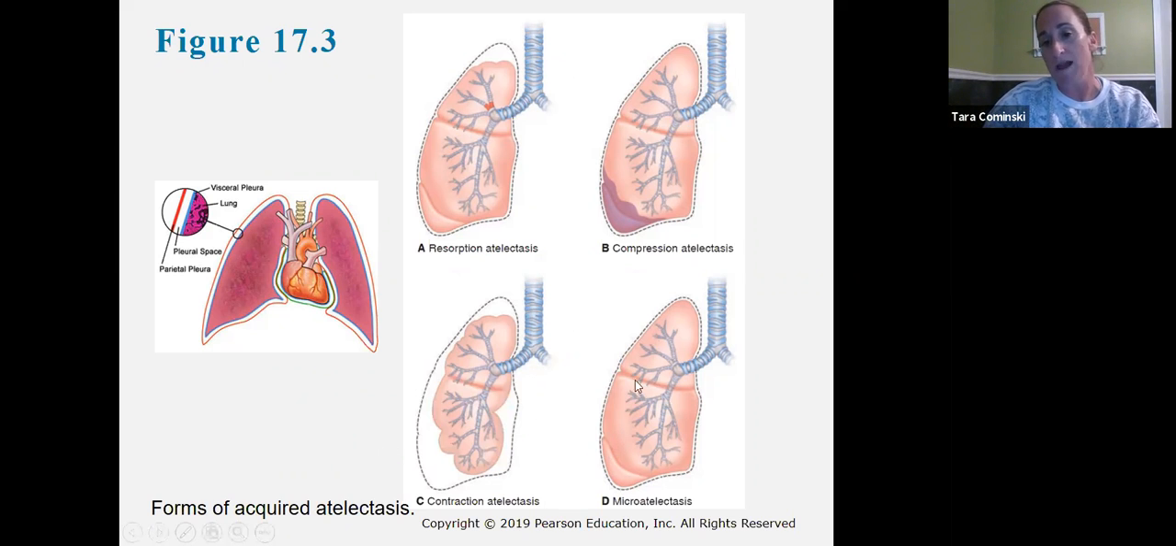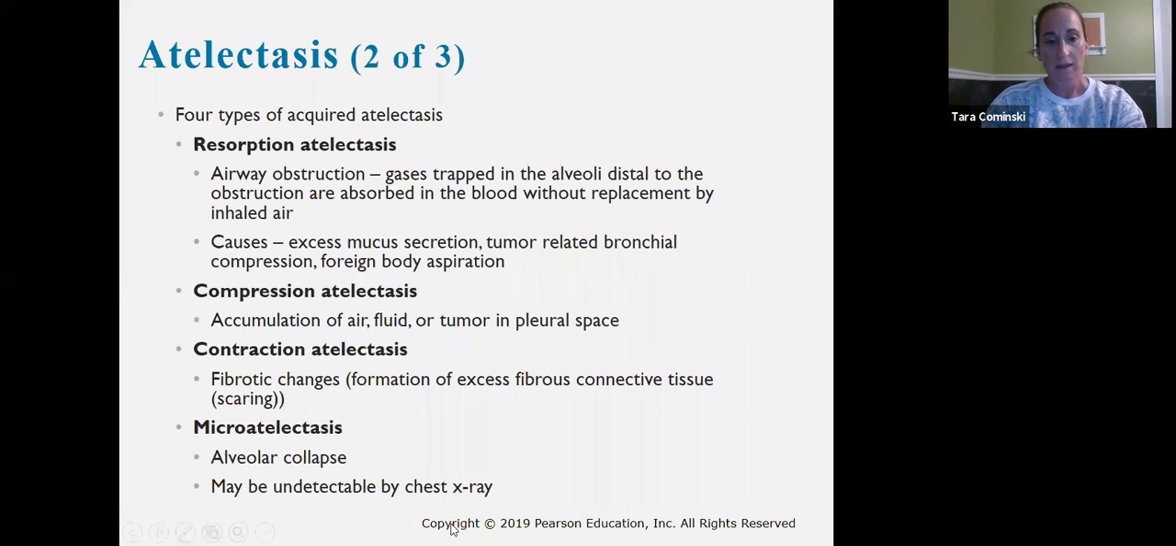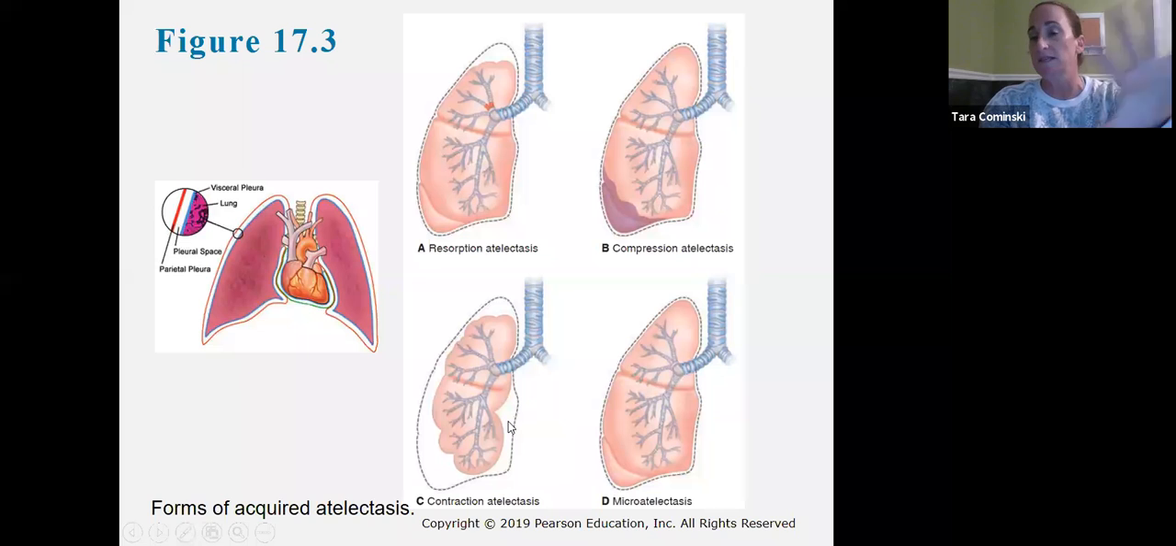The last one, microatelectasis, refers just to collapse of the alveoli. Obviously this is much smaller scale, and it's something you're not going to be able to detect with a chest x-ray or anything like that because it's microscopic, hence the name, okay? So that's here. All right, so we should be familiar with these different types of atelectasis and what's essentially causing them. Are there any questions, guys?